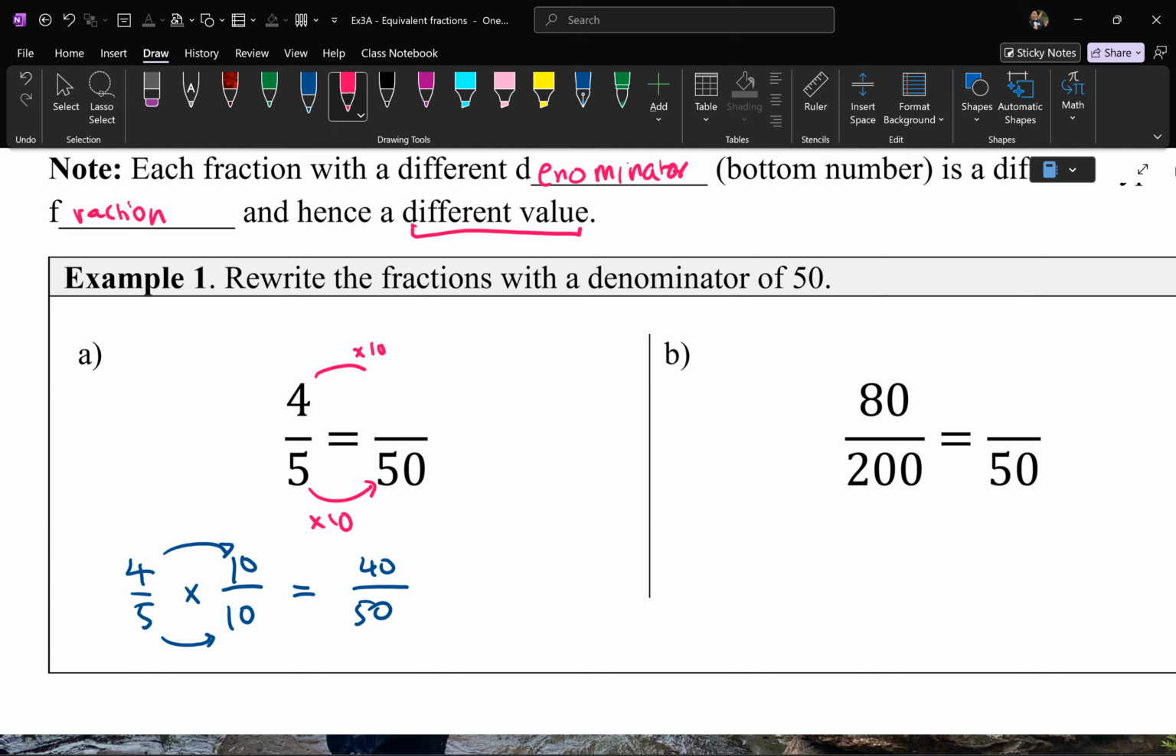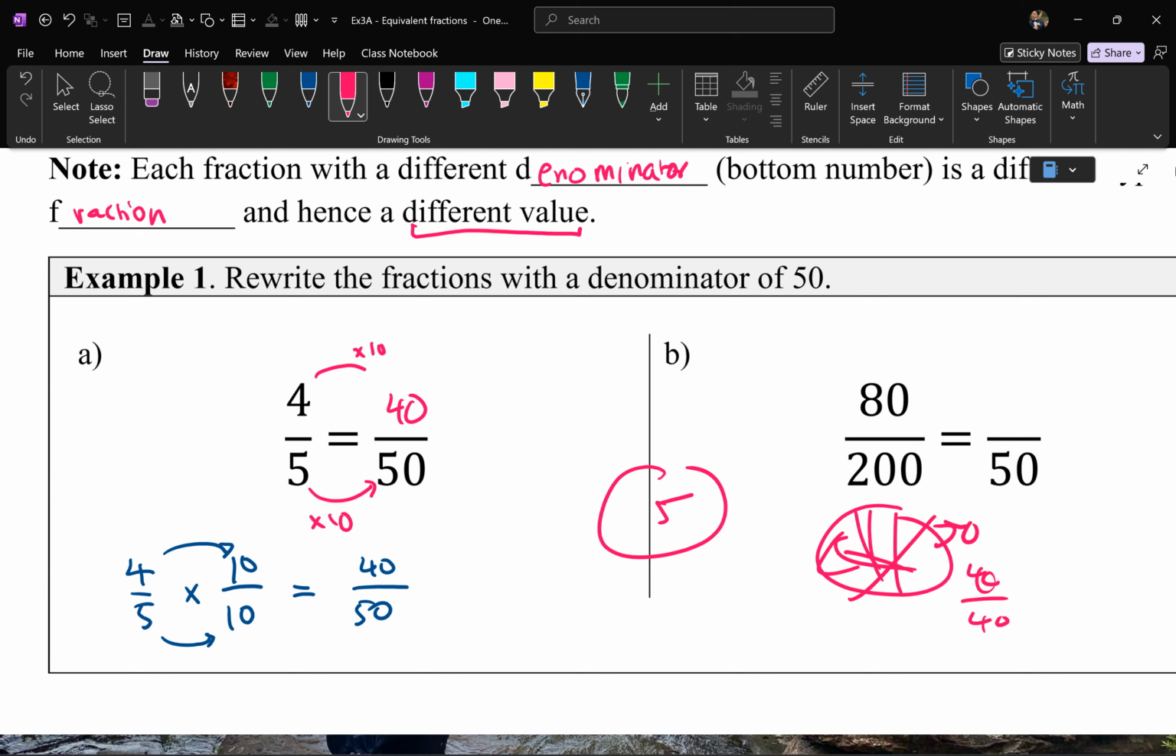So what you now know is that if someone had cut up a pizza into 50 slices, you would have to eat 40 of those slices to be equivalent to having 4/5 of a pizza, meaning a pizza that's cut into 5 pieces. And one that's cut into 50, you'd have to eat 40 of those out of the 50 to be the same as eating 4 out of those 5 slices. That's what it means. Okay?